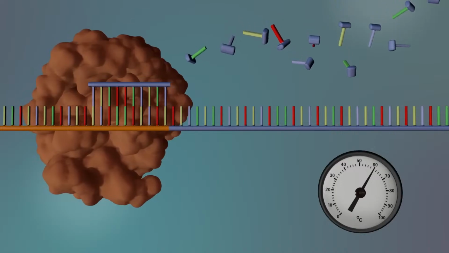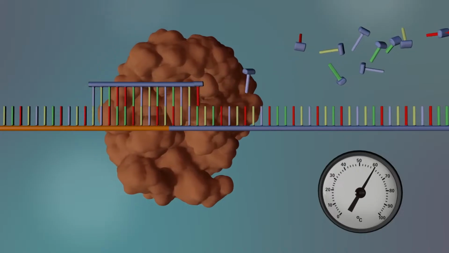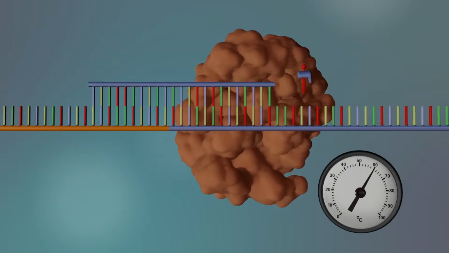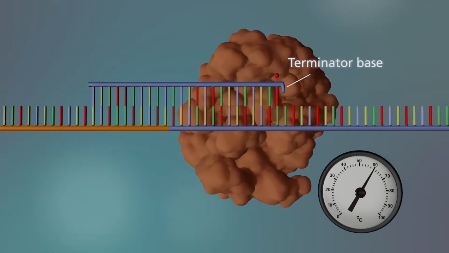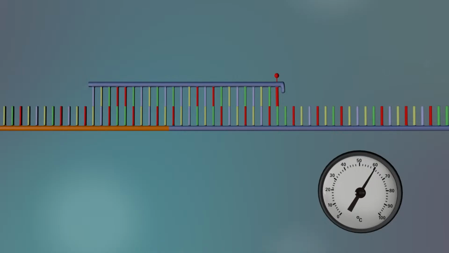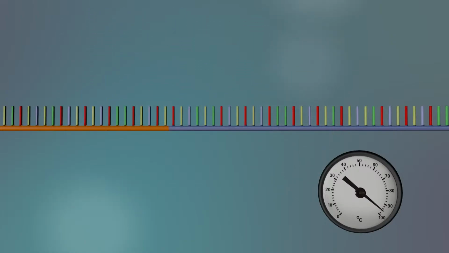DNA polymerase starts making a new strand of DNA by adding unlabeled DNA bases to the target DNA. It continues to add DNA bases until a terminator base is added. These terminator bases have been chemically altered so that no more bases can be added to the new strand of DNA. Once a terminator base is added, the DNA polymerase enzyme stops making DNA and falls away from the strand. Everything is then heated to 96 degrees Celsius again to separate the new DNA strand from the original strand.